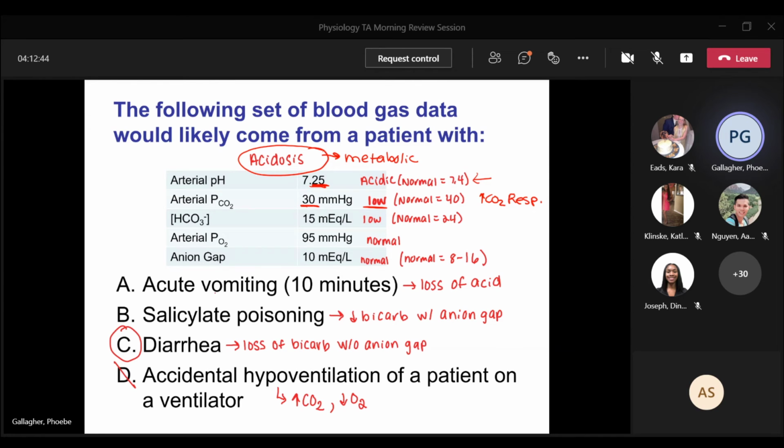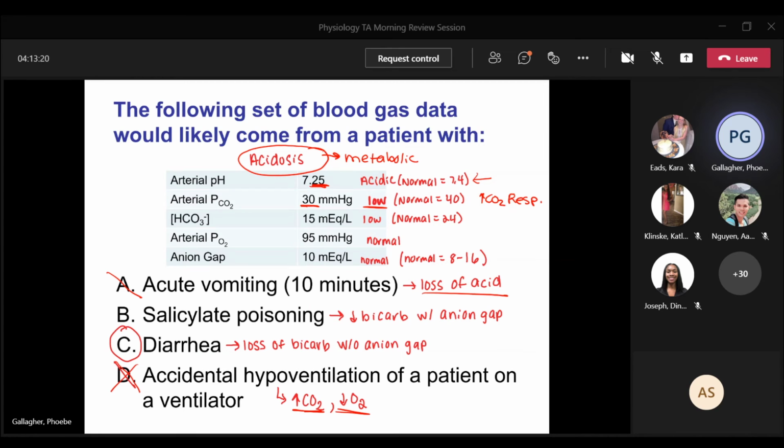So looking at our answer choices, which of these are going to cause metabolic acidosis? So acute vomiting means loss of acid, so that's going to lead to metabolic alkalosis, so we can rule that one out. Salicylate poisoning can lead to a drop in bicarb, which does lead to metabolic acidosis, so that is a potential answer choice. Diarrhea also leads to a loss in bicarb, so that also leads to metabolic acidosis. And then hypoventilation would mean that we have high CO2 and low O2. Here we have low CO2, so we have to cancel that one out.